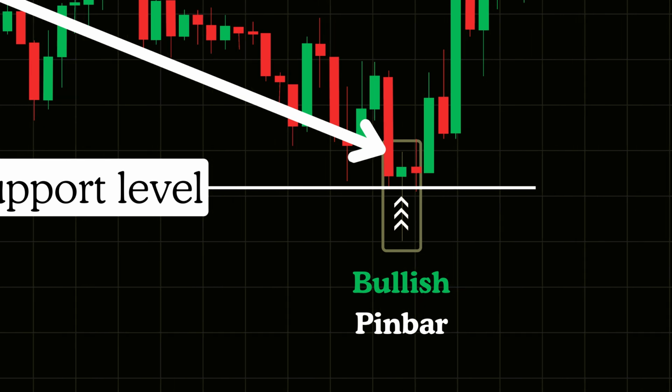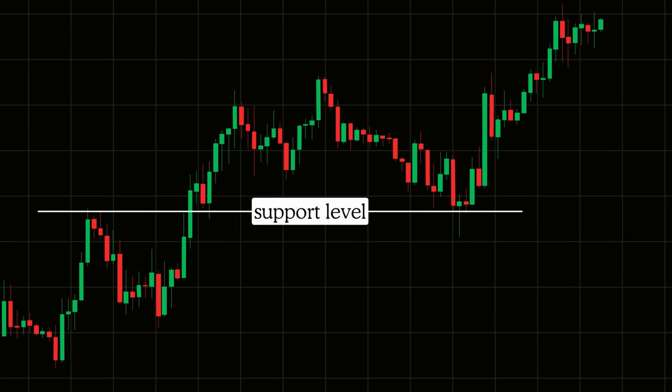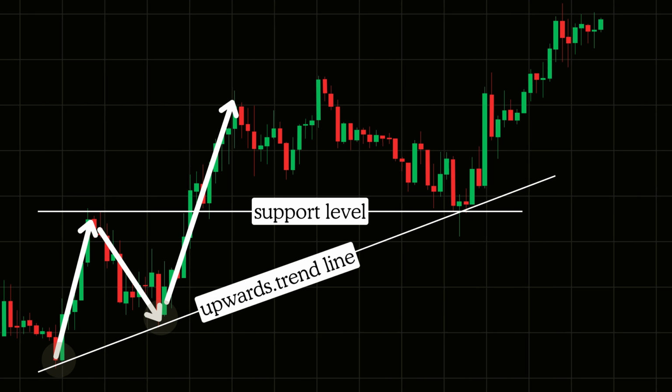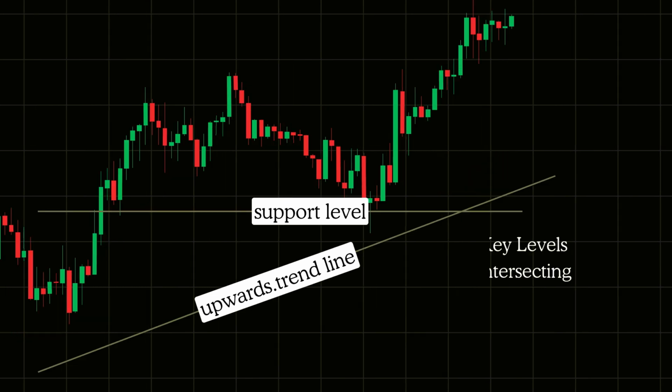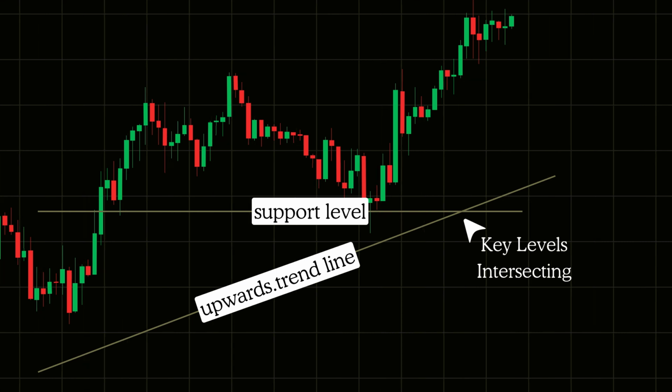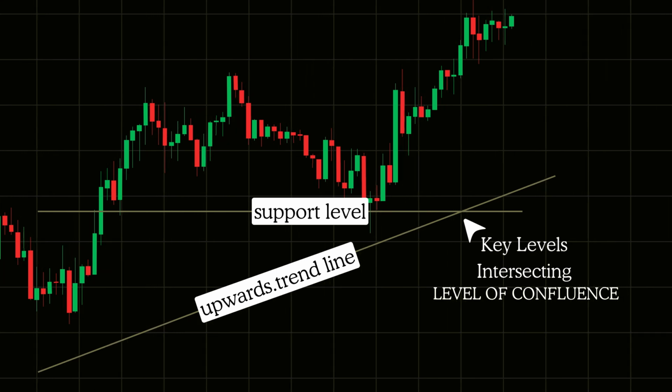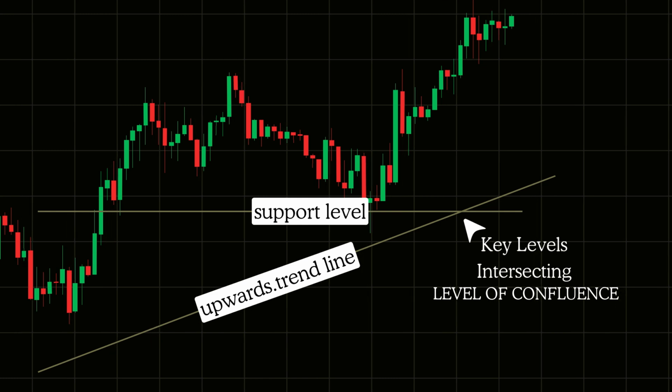If you look more carefully, you'll also notice another significant level, a rising trend line that's been tested multiple times in the past. This intersection of the horizontal support and the trend line is what's known as a level of confluence. When price is sitting at such a point, the probability of a reaction is significantly higher.